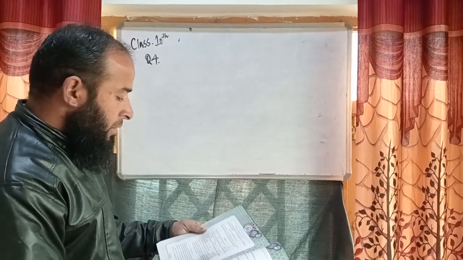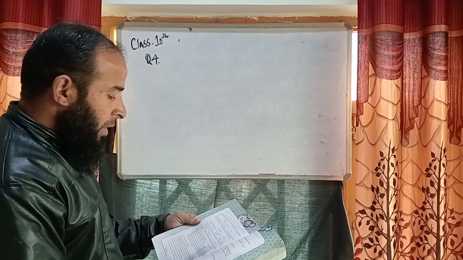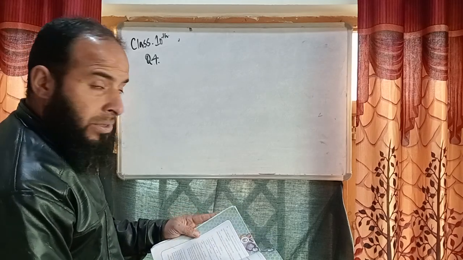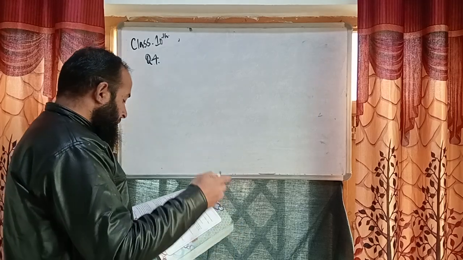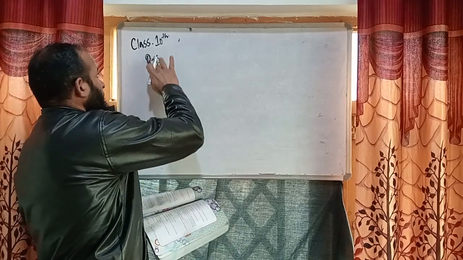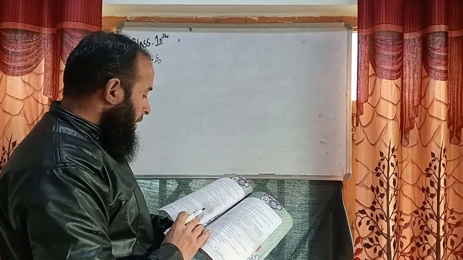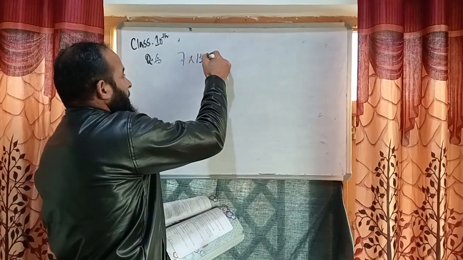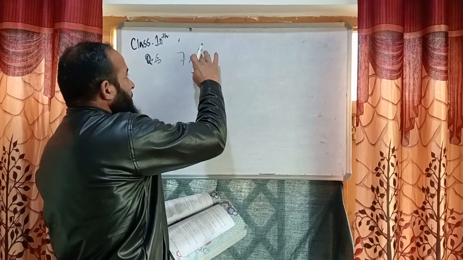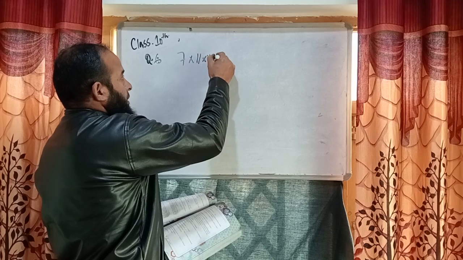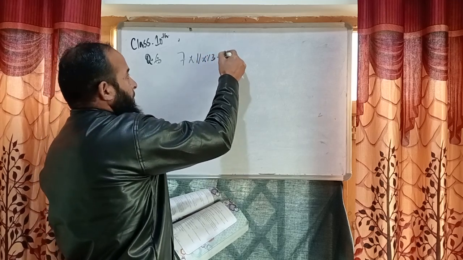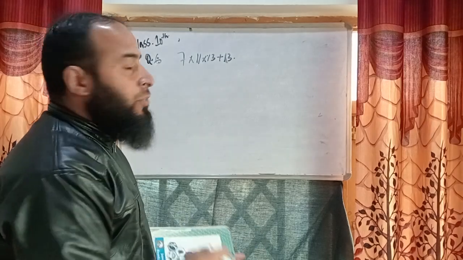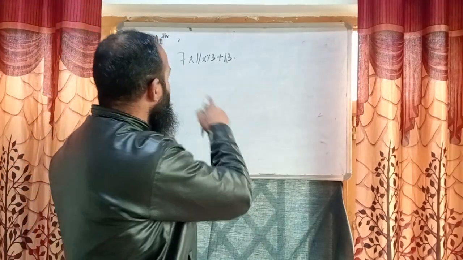Now another question is question number 6. Explain why 7 into 11 into 13 plus 13 is a composite number. We have to show why this is a composite number.